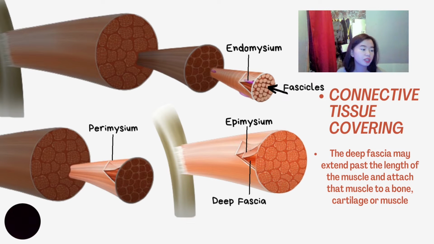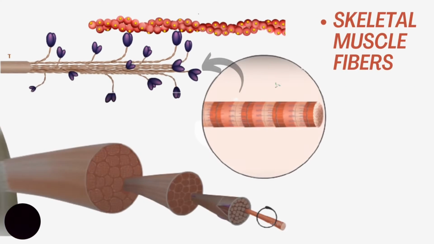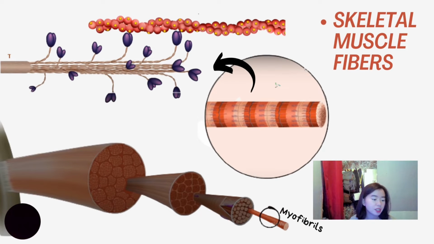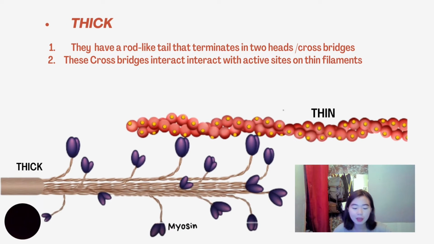So for the structure of a skeletal muscle, we have the connective tissue coverings and the skeletal muscle fibers. A muscle fiber is a long, thin cell. Each muscle fiber is composed of myofibrils. Each myofibril is composed of two protein filaments. We have the thick filaments. The thick filaments are primarily composed of the protein myosin. They have a rod-like tail that terminates in two heads, the cross bridges.